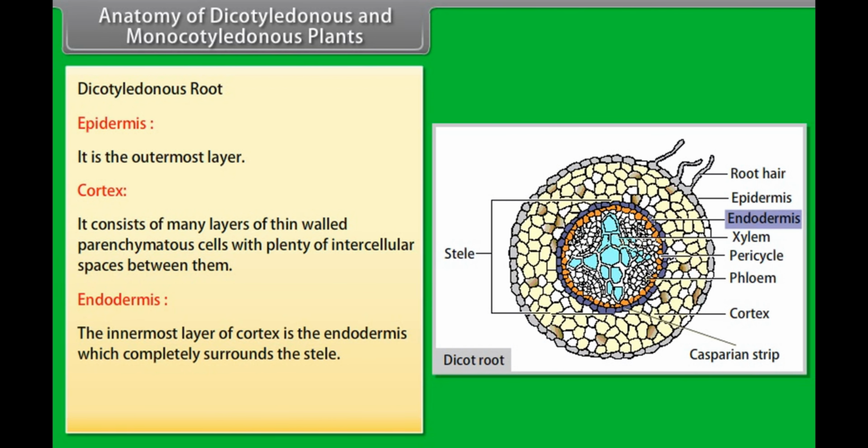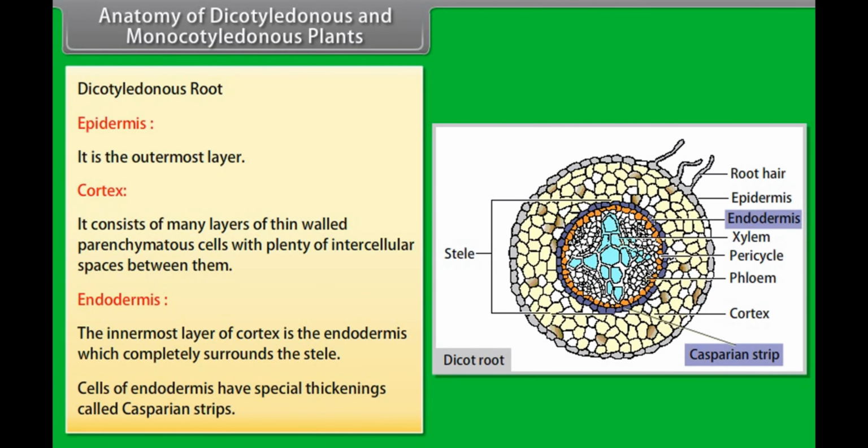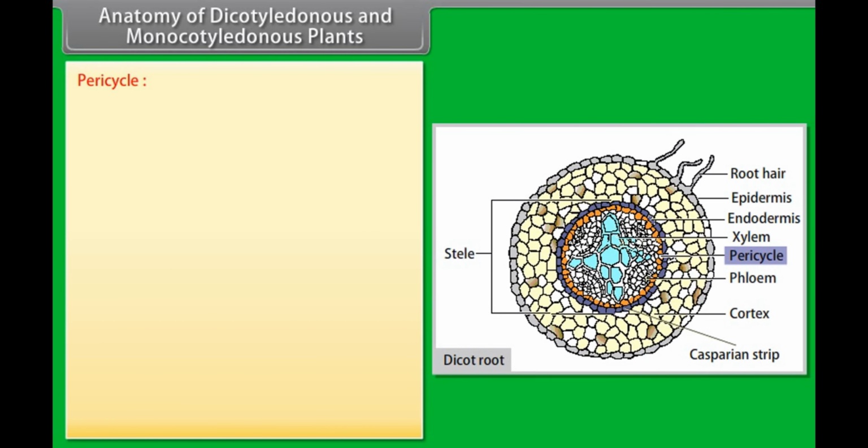Endodermis. The innermost layer of cortex is the endodermis, which completely surrounds the stele. Cells of endodermis have special thickenings called Casparian strips. Pericycle. It is made up of thick-walled parenchymatous cells.